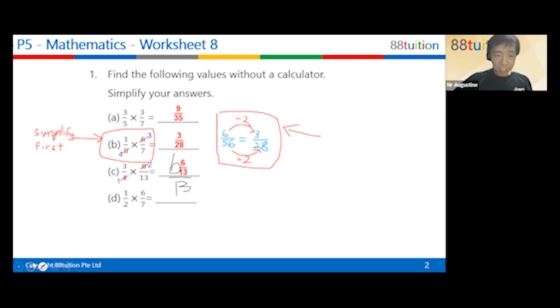Okay, the last one, there's nothing to simplify. Is there? Oh yeah, there is. Sorry, I just saw. So you'll get 3 out of 7. Okay, yeah, so that's right. So is that okay, everybody, before we move on to more examples?